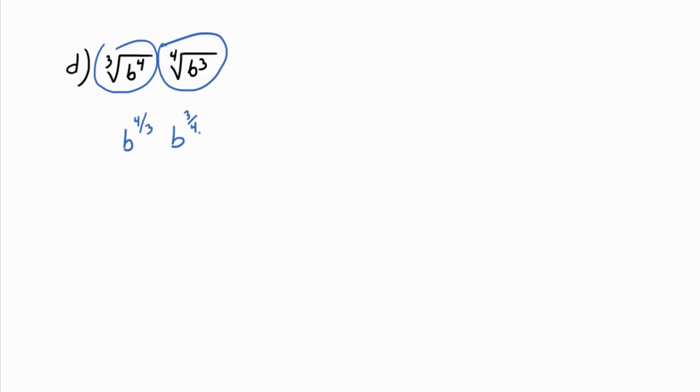And now, what does that look like? Which property? What are we doing? Same base. We're multiplying like bases. So you keep the base and do what? Add. So 4/3 plus 3/4. Oh, heck, we could do that as scratch work. 4/3 plus 3/4. What's the LCD? Okay, what do I got to multiply this first guy by? 4/4. This second guy? 3/3.